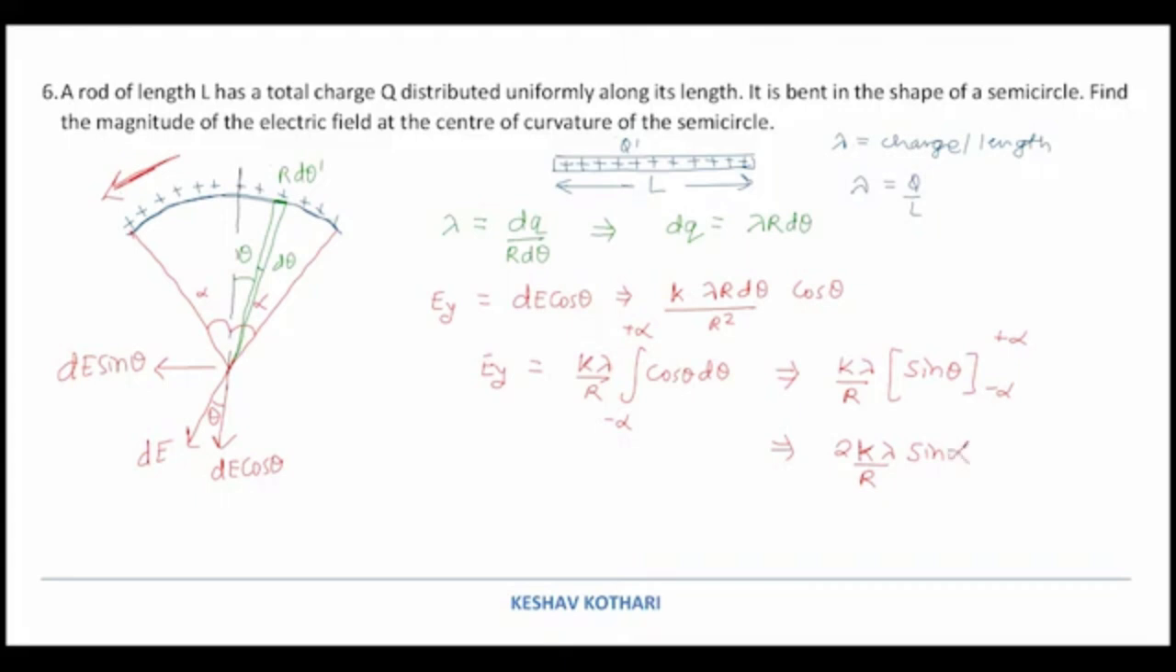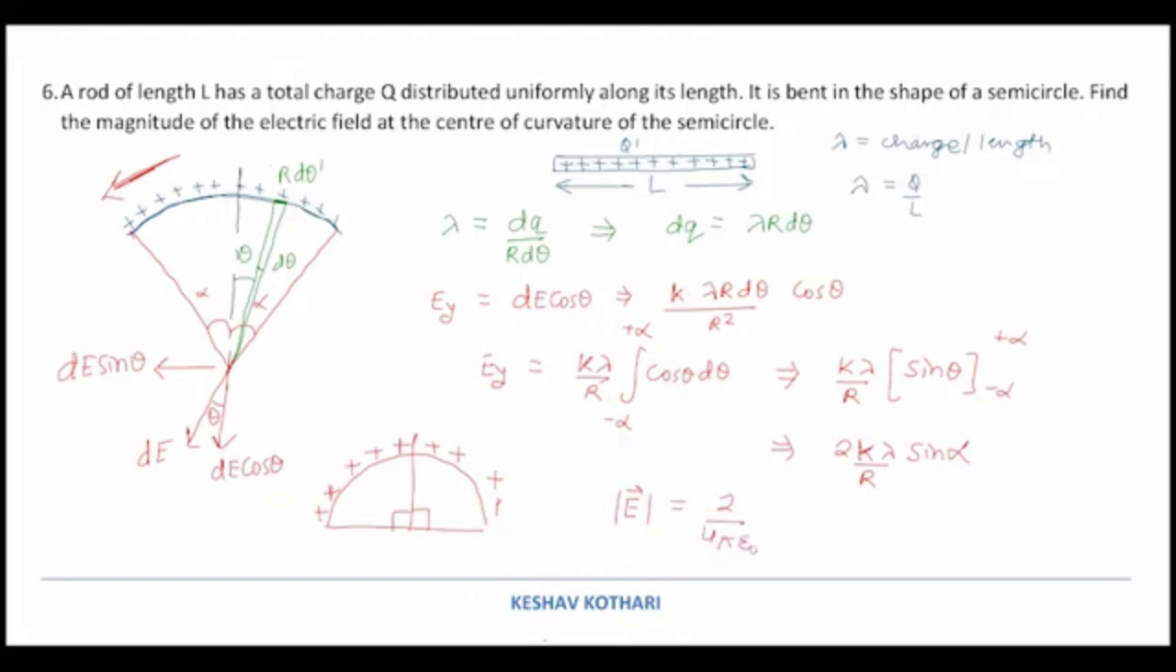Now over here one thing is evident. For this particular question, it is saying that there is a semicircular arc. So if it is a semicircular arc, the angle alpha is going to be 90 degrees. So if I put the value equivalent to 90 degrees in this equation, we get the magnitude of electric field as 2 upon 4 pi epsilon naught.